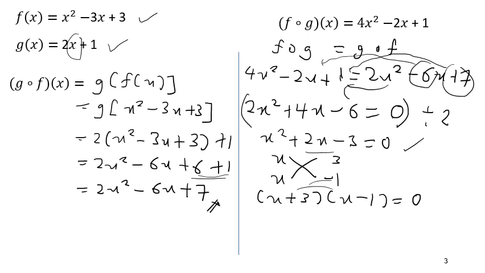So from here we can write the answer. x equals negative 3 or x equals 1. So this is the final answer, that is the value of x that satisfies both composite functions fg and gf.